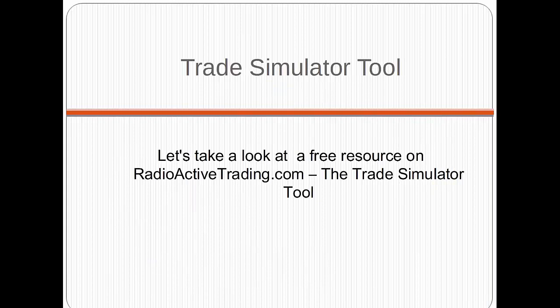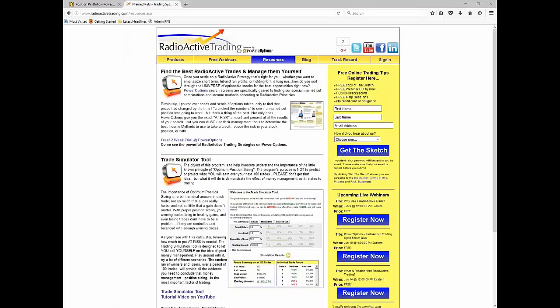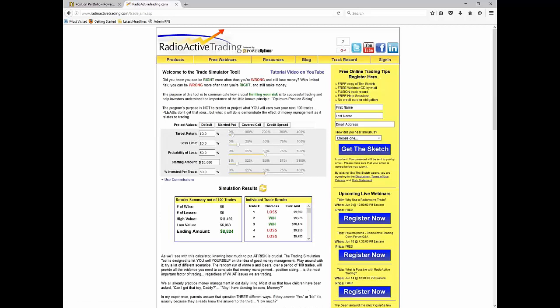Now, what I want to do now is we're going to jump over and look at this mathematically. We're going to go over to RadioActiveTrading.com and we're going to look at the Simple Resources tab there to take on the Trade Simulator tool. Okay, so when we go to RadioActiveTrading.com, just click on the Resources tab up here at the top, and down below you'll see the Trade Simulator tool. Now let's talk about an average covered call position. Many of you might be trading covered calls. Let me do this first.